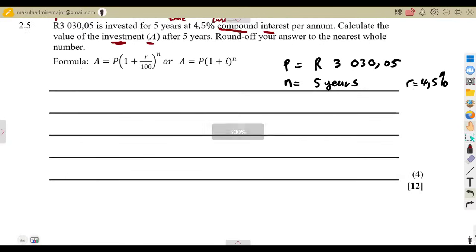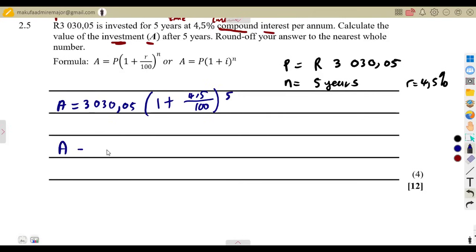So from the first formula, you are going to use it as it is. A is equal to the principal, which is 3,030.05, into 1 plus the rate. So this is the interest rate as it is, which is 4.5 over 100, to the exponent of N, which is the number of years, which is 5. So if you're using this formula, you just take it as it is.